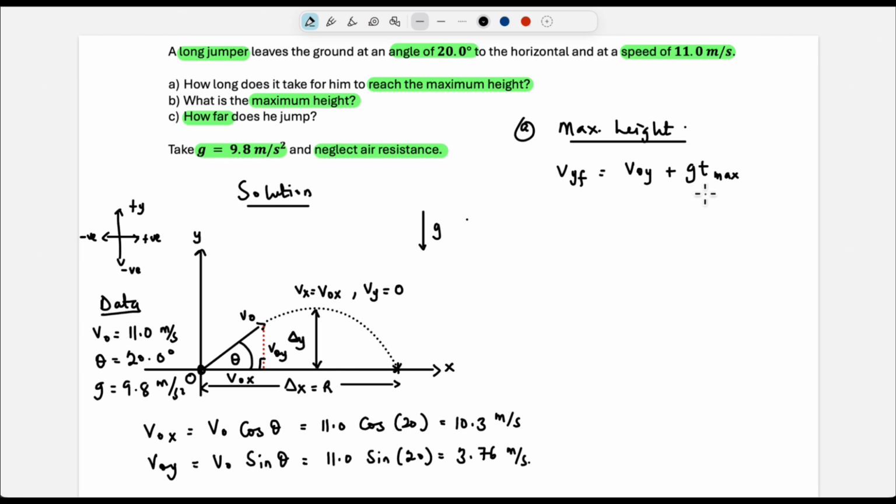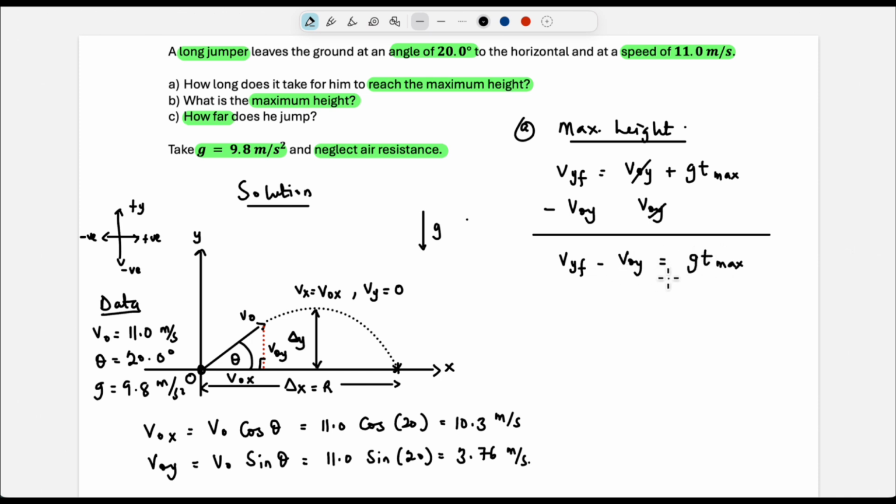The next thing we can do is to isolate the time it took to reach that maximum height. To calculate it, we can move this V0y to the left hand side. So subtracting V0y from both sides of the equation, this will take that out, so you have Vy final minus V0y equals g t max.